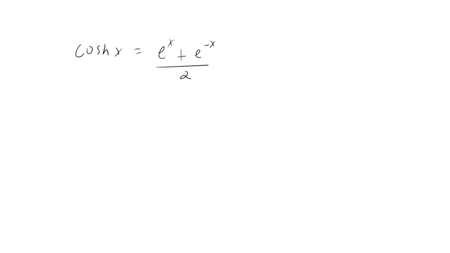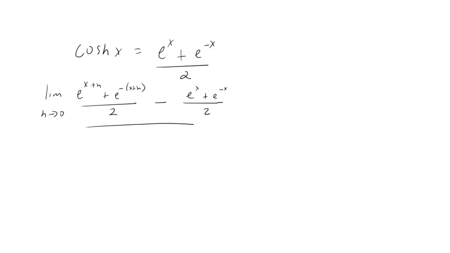So first things first, we're going to use the limit definition of a derivative. So limit as h approaches 0, and now we're going to do e to the x plus h plus e to the minus x plus h all over 2. Then we're going to do minus e to the x plus e to the minus x, now all over h.